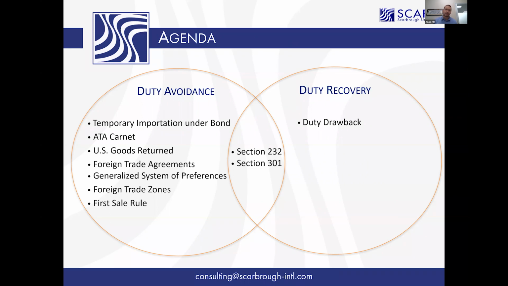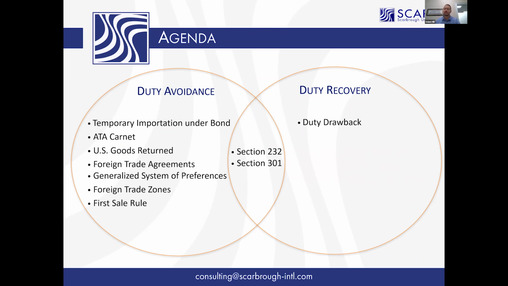get it back. So on the duty avoidance side, we're talking about things like TIBs. We're talking about carnets, which a lot of people refer to as the passport for your freight, U.S. goods returned, tariffs, foreign trade agreements, specifically when you talk about potentially GSP, foreign trade zones, first sale rule. On the duty recovery side, duty drawback.